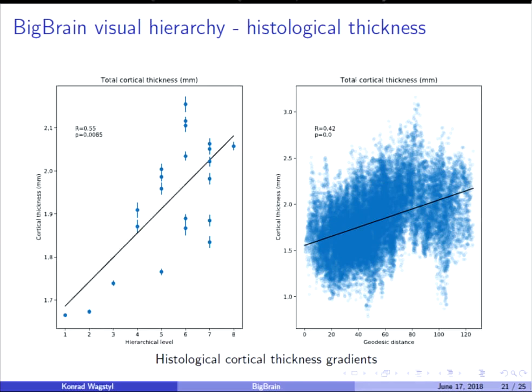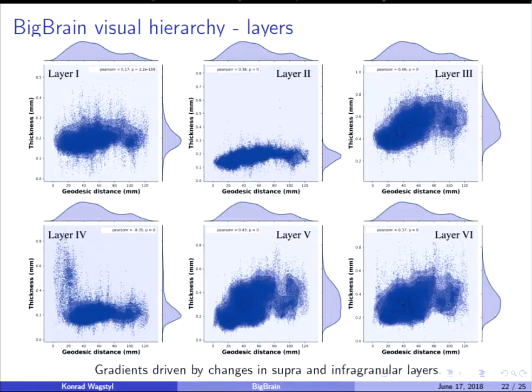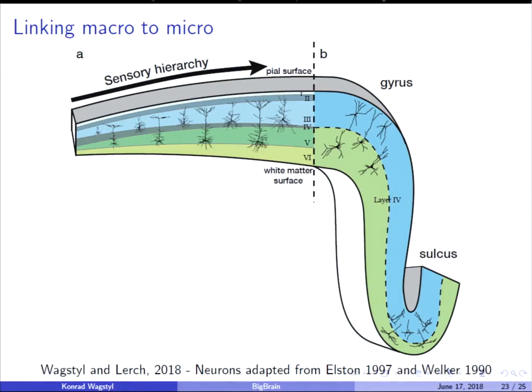So we can compare each layer with the geodesic distance from V1. And what we find is that this overall total cortical thickness gradient is primarily driven by changes in layers 3, 5, and 6. And this is nice because it kind of matches with the single cell studies, because layers 3, 5, and 6 are the pyramidal neuron layers. And single cell studies of macaque pyramidal neurons show that the pyramidal neurons of layers 3 and 5, their arborizations increase quite a lot over the visual sensory hierarchy.